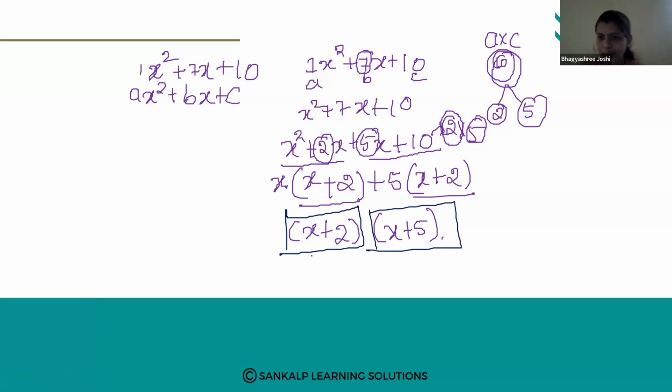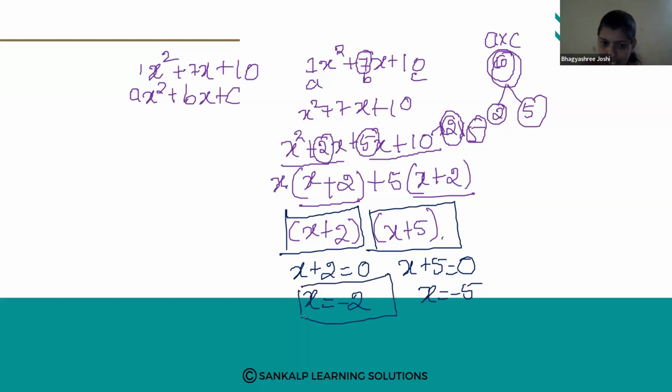See, observe carefully, if I equate x plus 2 is equal to 0, x plus 5 is equal to 0, what will happen? Transfer this plus 2 to this side, then x is equal to minus 2. Transfer this 5 to this side, it becomes x is equal to minus 5, right? So now I got two values, that is x is equal to minus 2 and x is equal to minus 5. This we call alpha and this I will call beta.